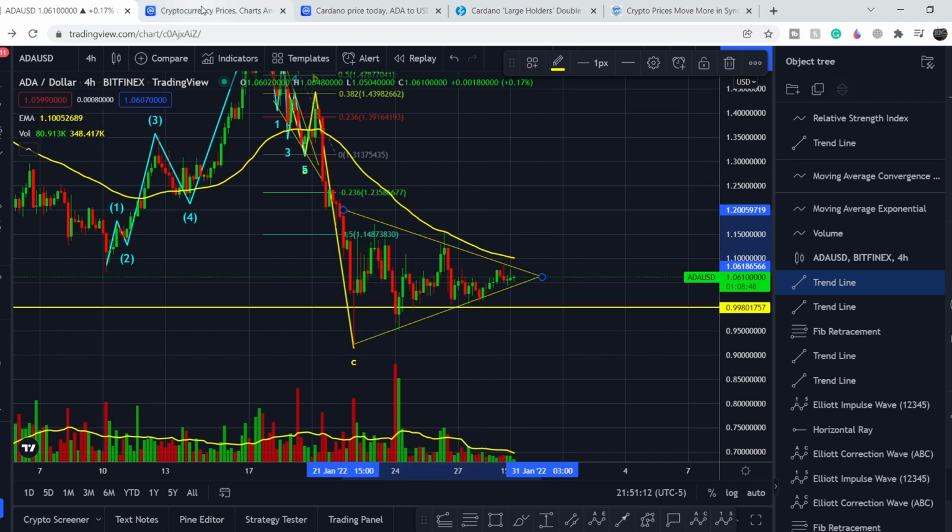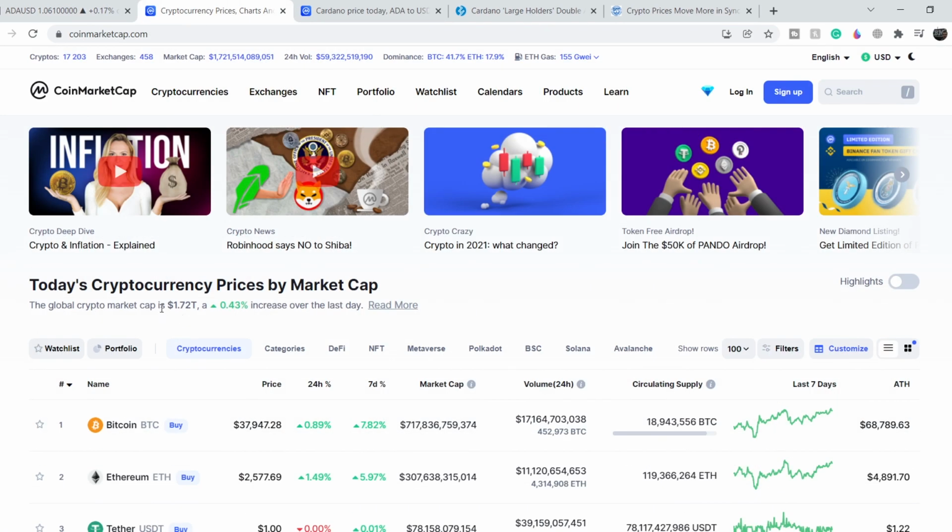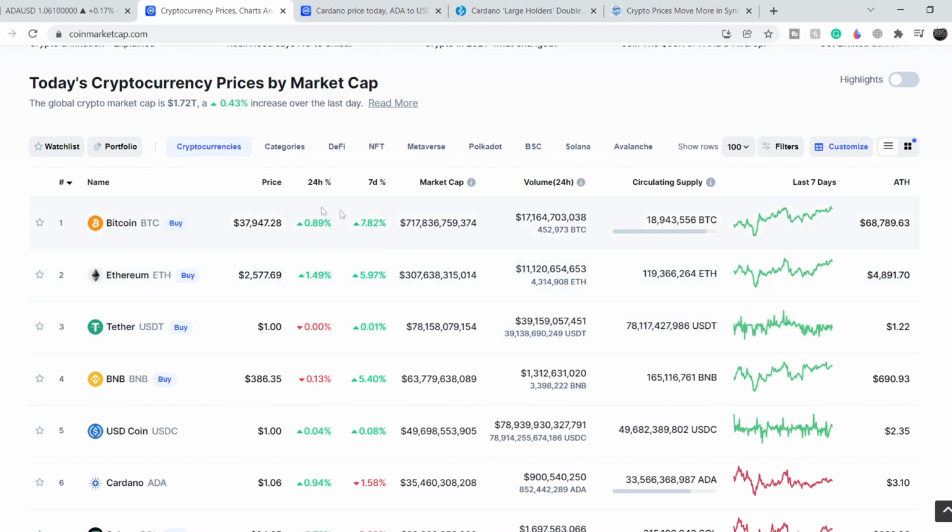But for now, let's continue with the total sentiment for the entire crypto industry. We are sitting at $1.72 trillion of total market cap. It is a 0.43% increase over the last day, and as you can see, all major cryptocurrencies are pretty much in green. Bitcoin has 0.89% of gains during the last 24 hours. Ethereum has 1.49%, and BNB lost 0.13%. And over a 7-day period, they have slightly higher gains. Bitcoin has almost 8%, Ethereum almost 6%, and BNB almost 5.5%.